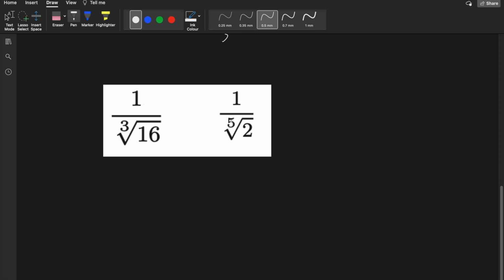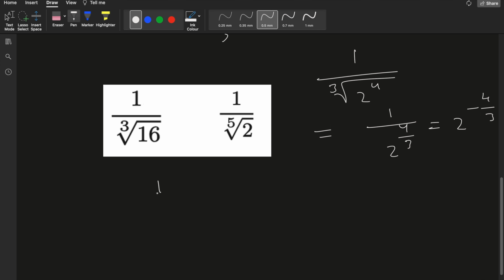Okay, so 16 can be written as 2 to the power of 4. So that would be cube root of 2 to the power of 4. That would be 1 divided by 2 to the power of 4 divided by 3. That would be 2 to the power of negative 4 divided by 3. The next one, this would be very simple. It's 2 to the power of 1 by 5, and then 2 to the power of minus 1 by 5.